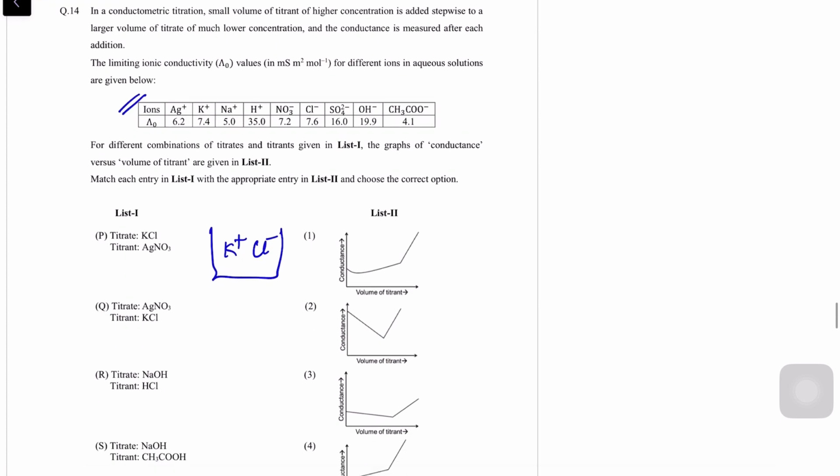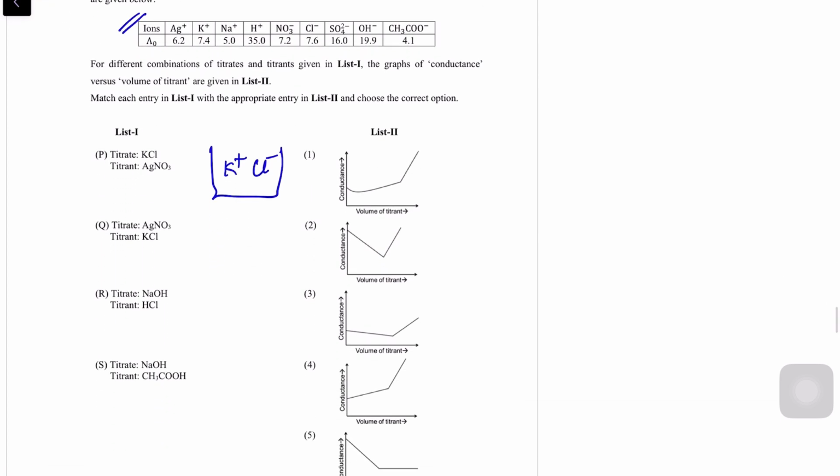In the first case, the titrate is KCl. Okay, so you should see how this question is to be approached. So the conductance is due to K+ and Cl-. We are ignoring conductance due to water. As per the given table, the conductance of K+ ion is 7.4 and the conductance of chloride ion is 7.6. The titrant being added is silver nitrate. When silver nitrate is added, of course, a precipitation reaction occurs. You might be familiar with this.